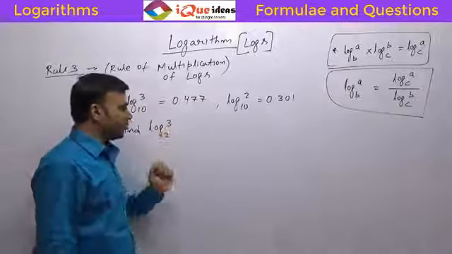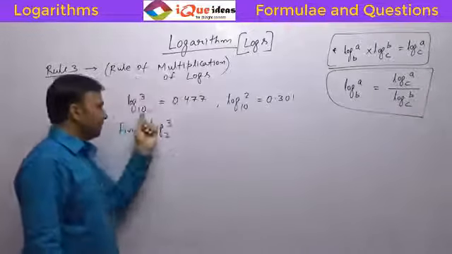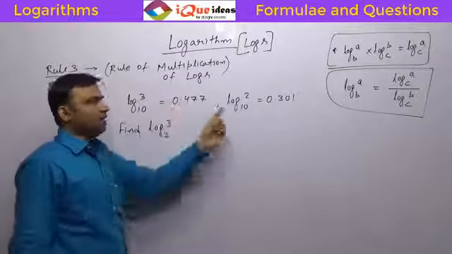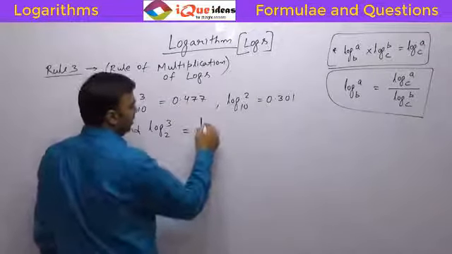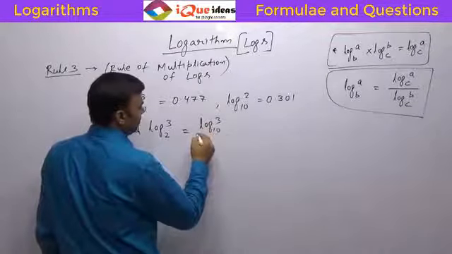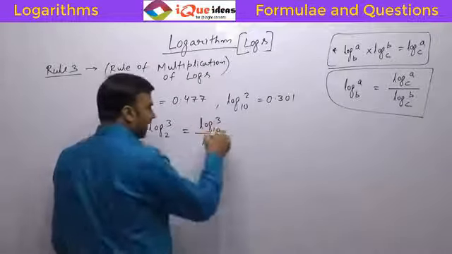Alright, so log 3 to the base 2. We introduce a third number c, and let's take c as 10, because the values of log 3 and log 2 are given in base 10. So we write this as log 3 to the base 10 divided by log 2 to the base 10. Now these values are given.